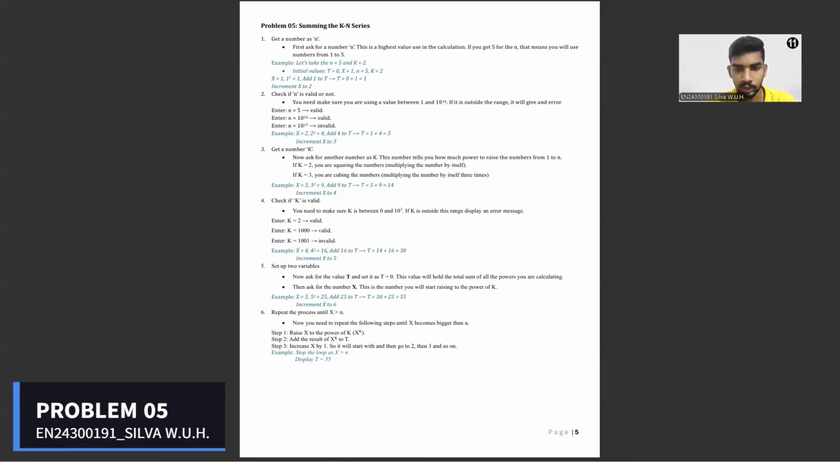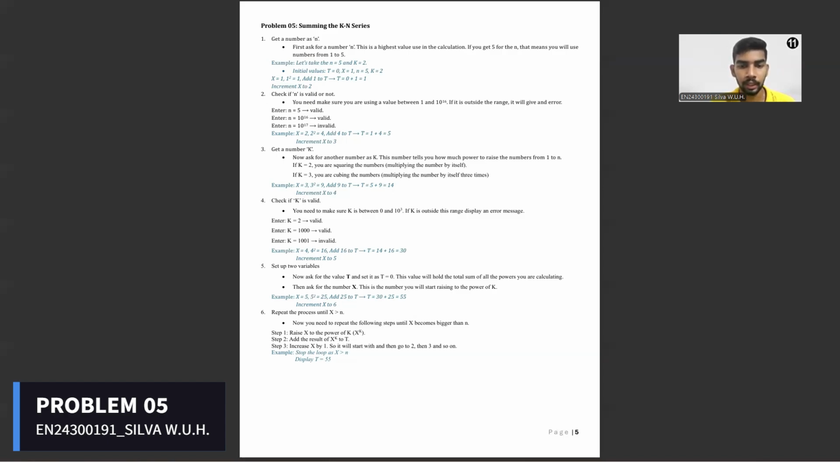First, you choose a number n. This is the biggest number you use in the calculation. For example, if n equals 5, you work with the numbers 1, 2, 3, 4, and 5. The number n must be between 1 and a really large number, 10 to the power 16, to be valid.